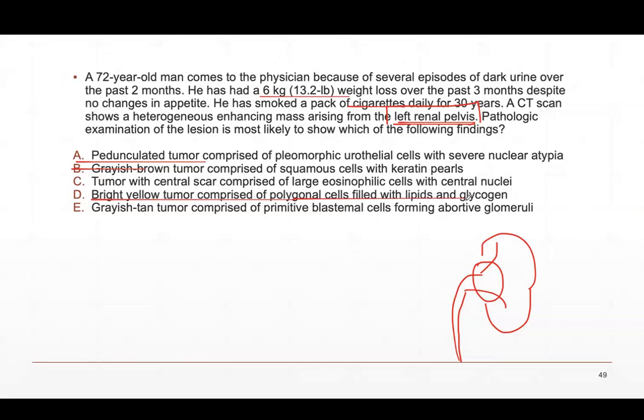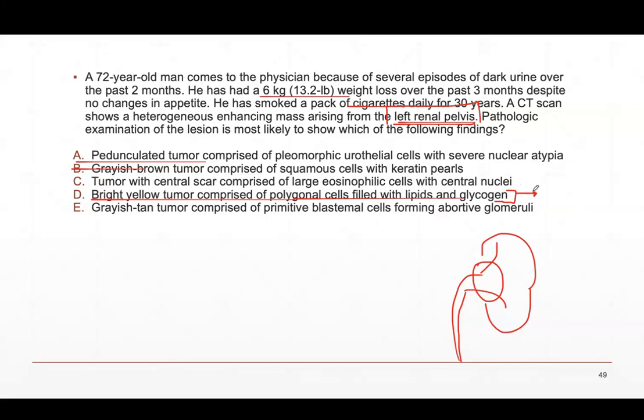The polygonal cells with lipids and glycogen, what is this one? When they tell you that they are polygonal cells with lipids and glycogen, it's basically another way of saying clear cells. Not adenocarcinoma. This also arises in the kidney. This is renal cell carcinoma. Okay? So renal cell, clear cell. Renal cell carcinoma, clear cell carcinoma.